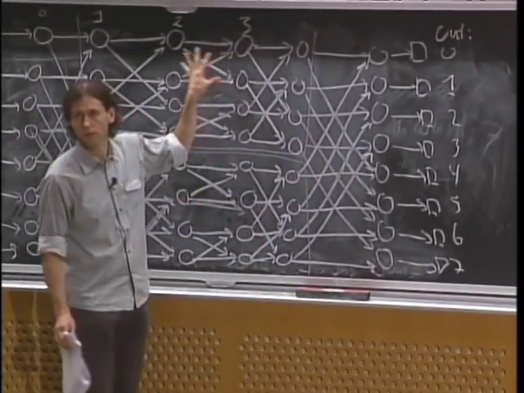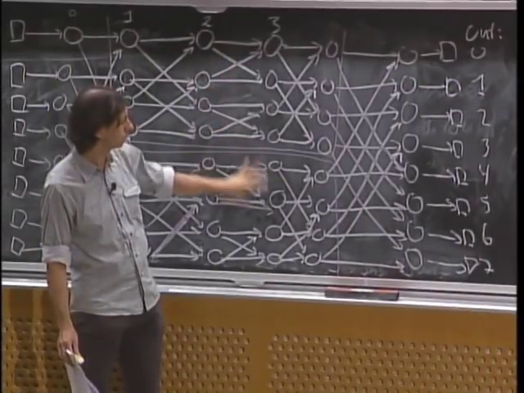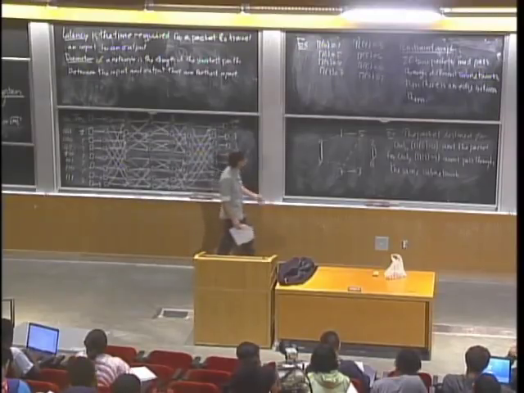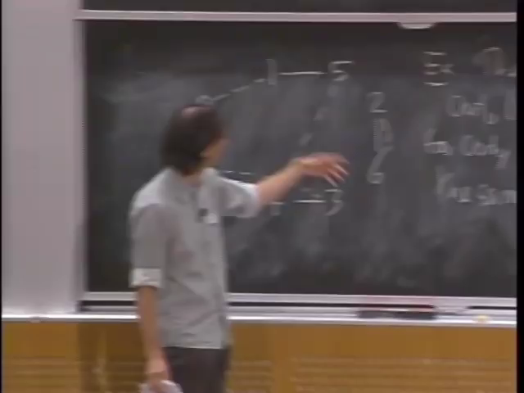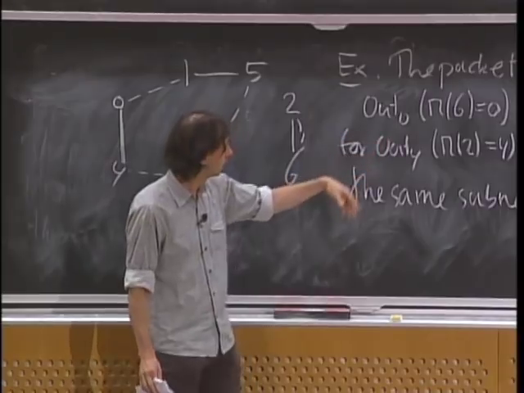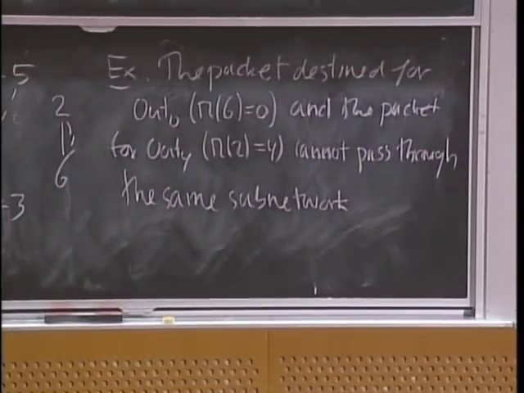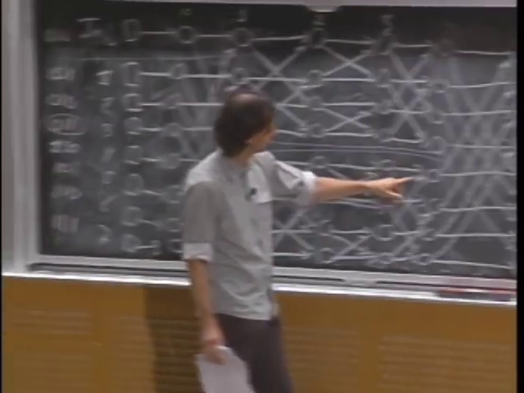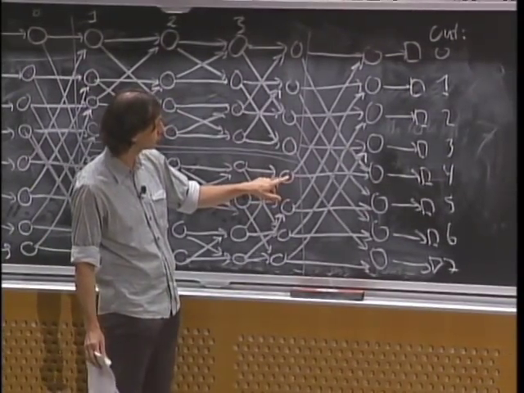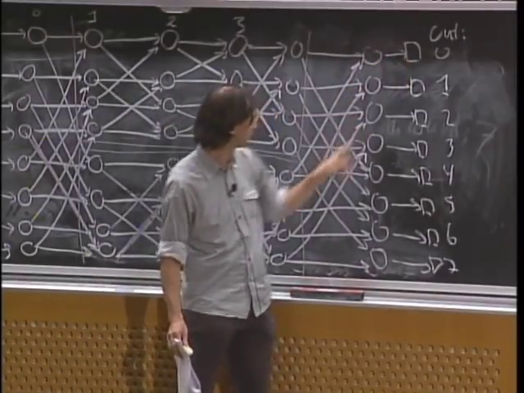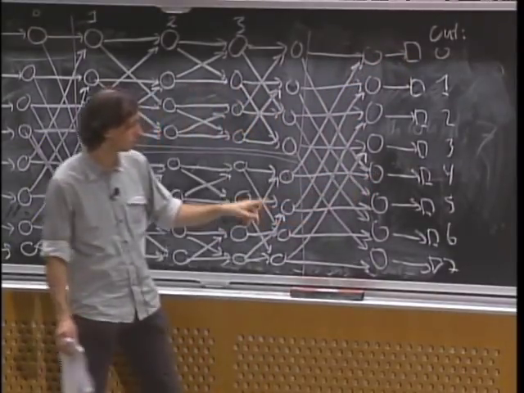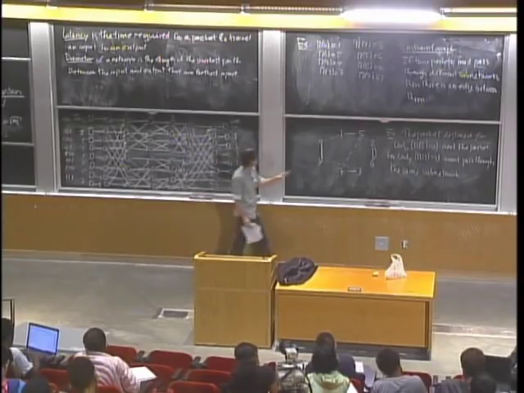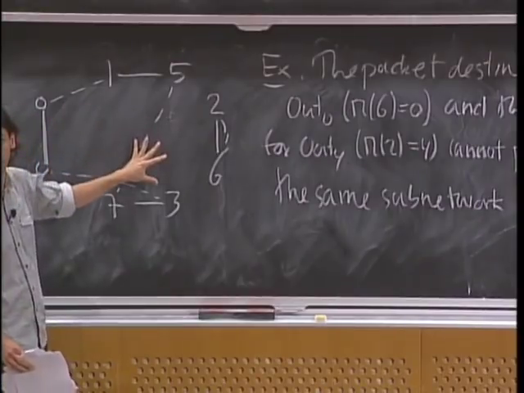So I only looked at the red subnetwork, that's what I realized now. I could also have looked at the blue network, so let's do that also, just to make the picture complete. For example, let's look at this particular example. The packets 6 and 2 should not both be routed through the blue network, because then they would both have to go through this switch, one going up to output 0 and one going to the right, to output 4. So in order to avoid congestion at all costs, we have this constraint graph.